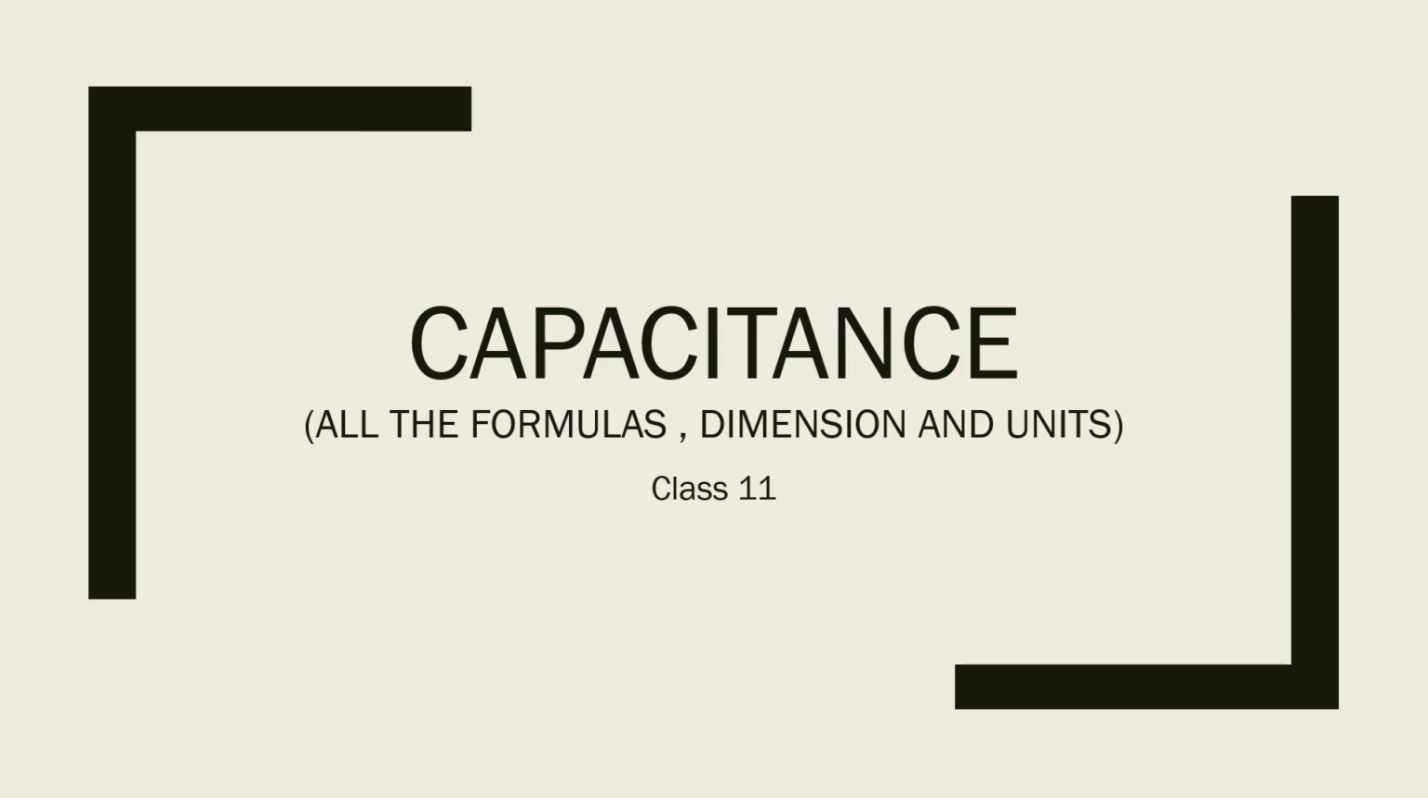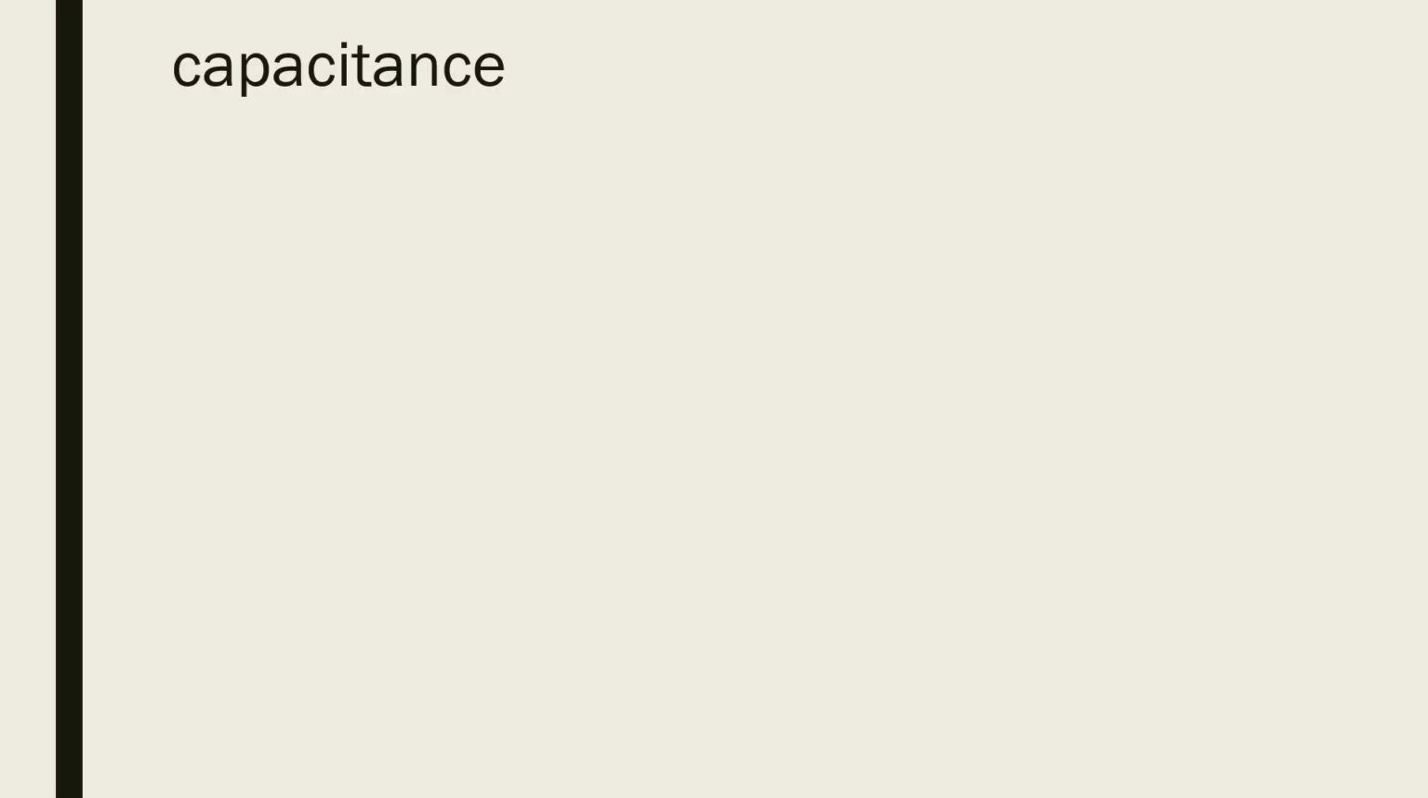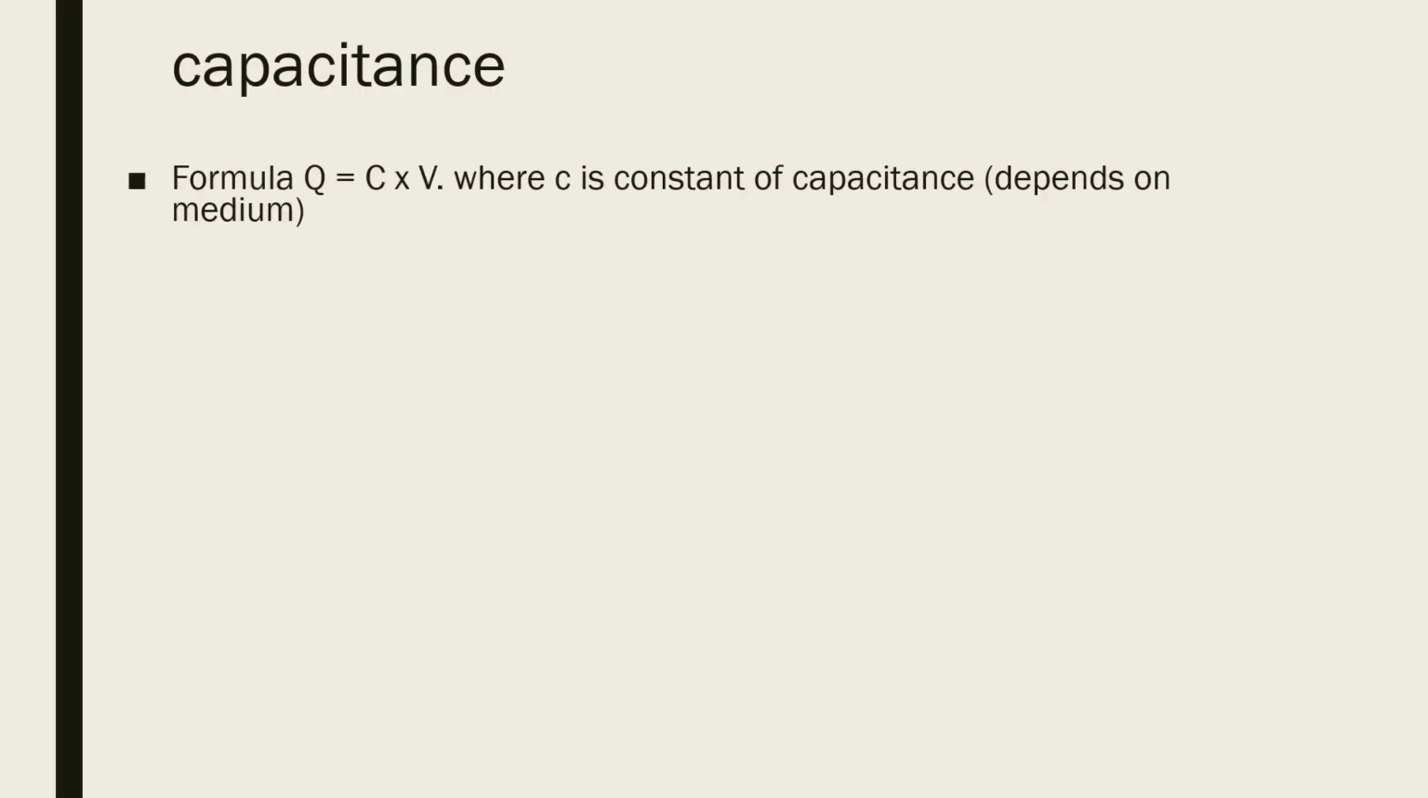Hello viewers, in this lecture we'll be talking about all the formulas, dimensions, units and common points that can help you to understand capacitance better. First point is that the formula of a capacitor is Q is equal to CV. Here it is to be noted that C is the constant of capacitance, not the charge.